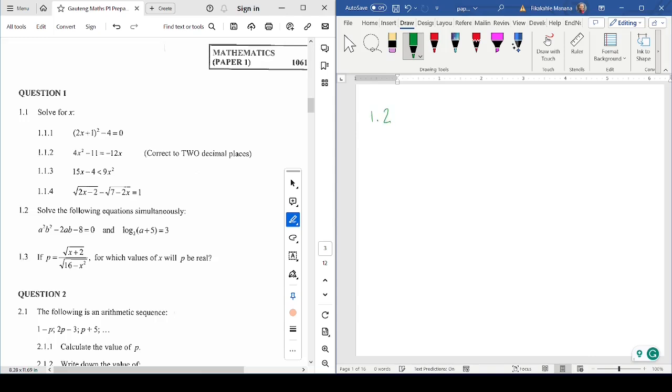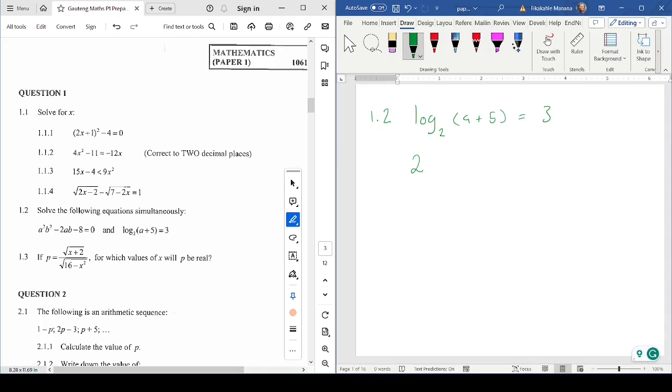All right, let's look at 1.2 now. In 1.2, solve the following equations simultaneously. I'm given that, and I'm given the log. I've got A and I've got B. Let's start with the log. Given log base 2 of A plus 5 is equal to 3. Now we have to convert this to an exponent. Remember, the base of the log, which is 2, is also the base of the exponent.